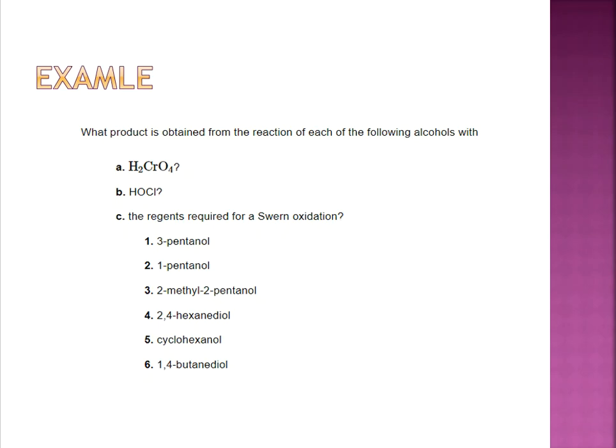We kind of already did it, though, with part A, haven't we? Those were the same alcohols we did before, and we reacted them with chromic acid. Now they want you to go back and do it with HOCl, the bleach, and they want you to go back and do it with the reagents for the Swern. So see what you can come up with, and then get back to me. Let me know what you find out, and hit play on the next video.